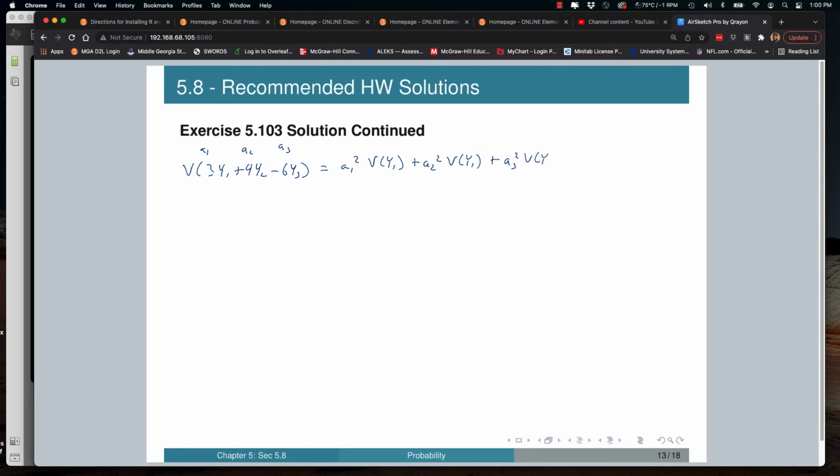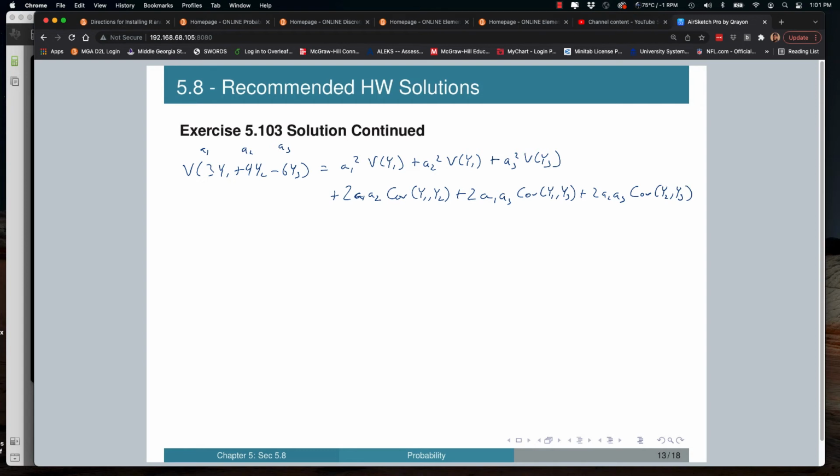Times the variance of y sub 3. So it's the square of each coefficient times the variance of each random variable, plus now we have to add in the covariances. So we should get 2 times a sub 1 and a sub 2 times the covariance of y sub 1, y sub 2, plus 2 times the coefficients a sub 1 and a sub 3 times the covariance of y sub 1, y sub 3, plus 2 times a sub 2, a sub 3, and that'll complete our combinations, times the covariance of y sub 2 and y sub 3.